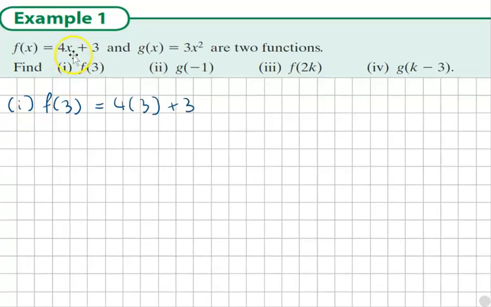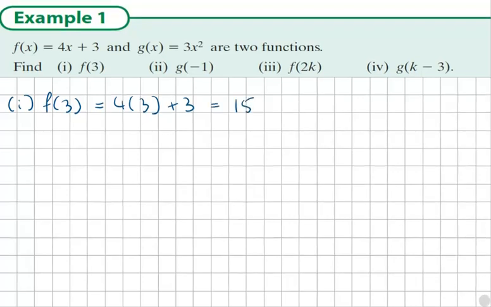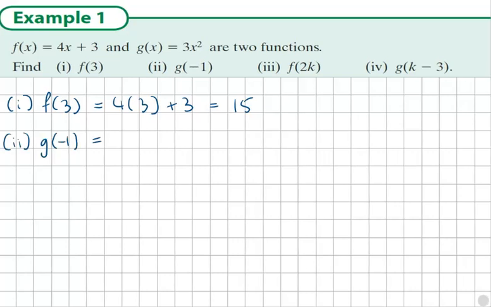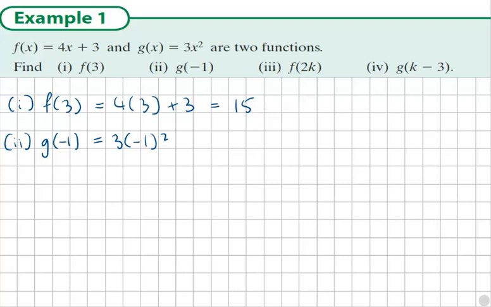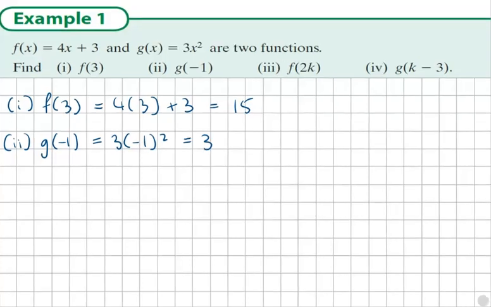So we swap the x in the f of x function for a set of brackets, and we put 3 into the brackets. And 4 times 3 plus 3 gives us 15. Part 2, g of minus 1. So we go to our g of x function and we swap the x for a set of brackets and we put minus 1 into the brackets. And 3 times minus 1 to be squared gives us 3.